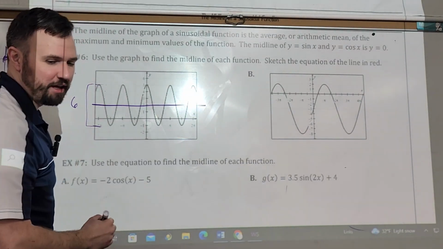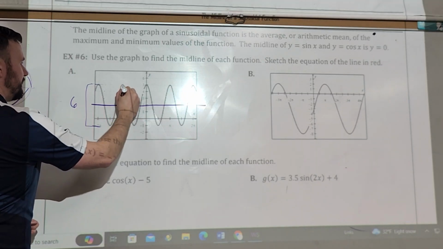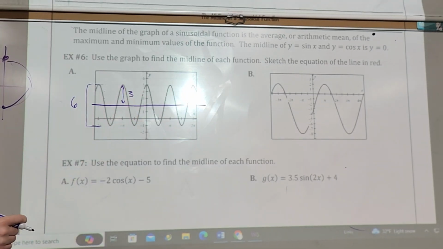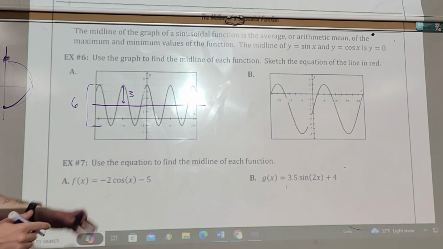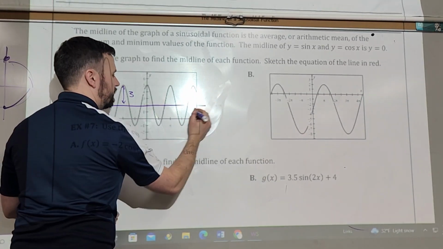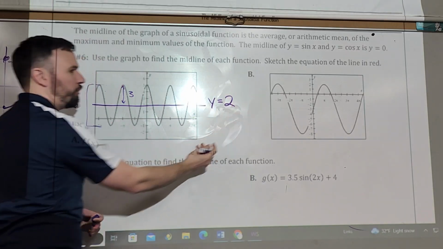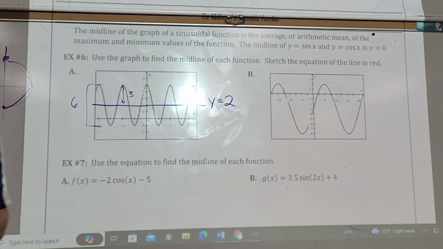So based on that information, what's my amplitude of this beast going to be? My amplitude is going to be 3. What is my midline? What equation is that? Y equals 2. Horizontal lines is y equals.